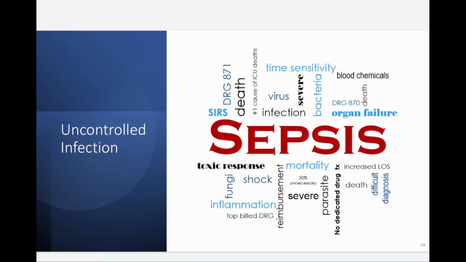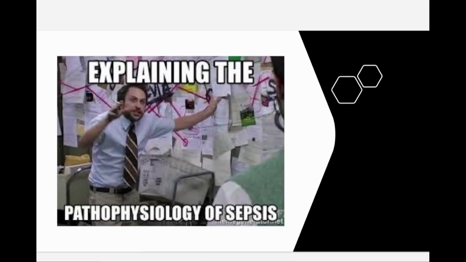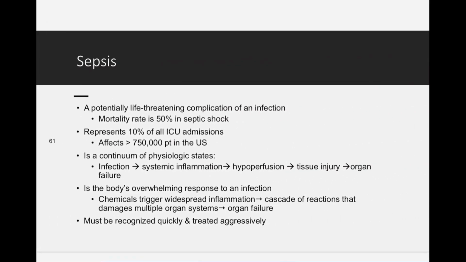This next section is on sepsis. Okay, this is basically how it goes. It's all over the place. Okay, what is sepsis? A life-threatening complication of an infection. Mortality rate is 50% if you have septic shock. 10% of all ICU admissions are due to sepsis.